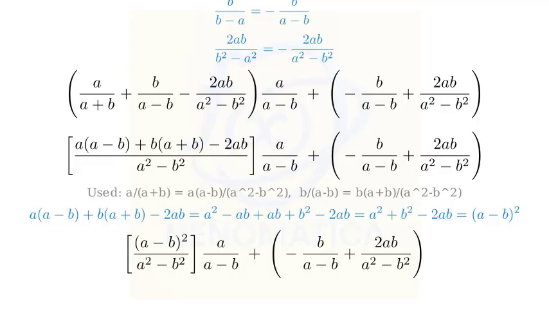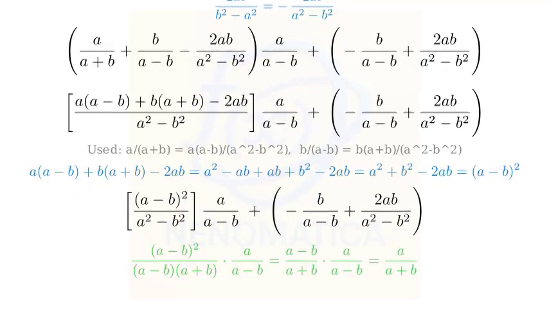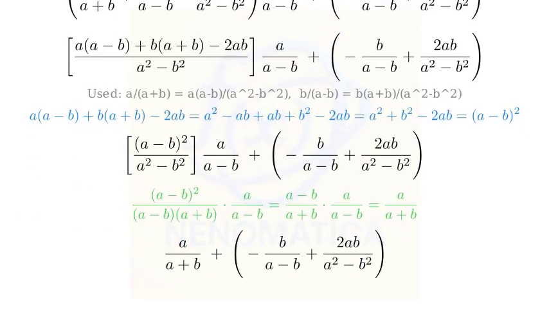Step 5. Now simplify the second big bracket. Write negative b over a minus b as negative b times (a plus b) over a squared minus b squared. Then add to ab over a squared minus b squared. Combine numerators. Step 6. Now the denominators match, so we add the numerators. A plus b over a plus b equals 1.